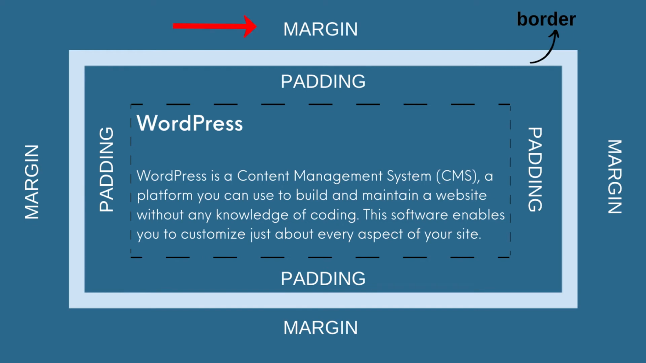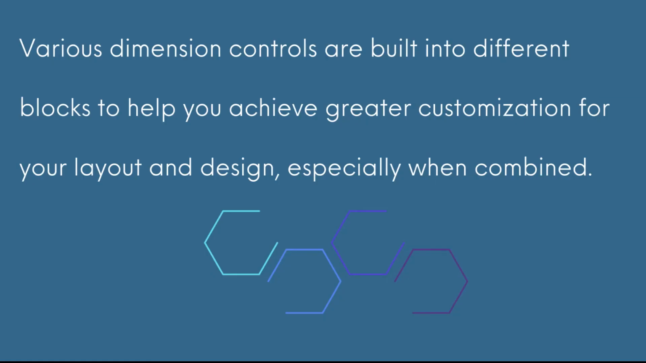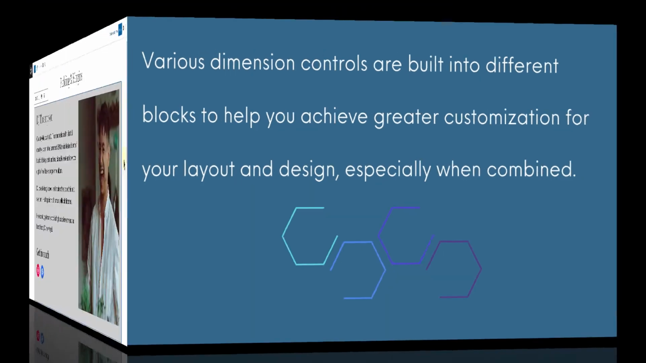The margin adds space around the border of a block or element, and padding creates space inside the block or element's boundary. Various dimension controls are built into different blocks to help you achieve greater customization for your layout and design, especially when combined. And padding and margin are two of these controls that we are talking about today.